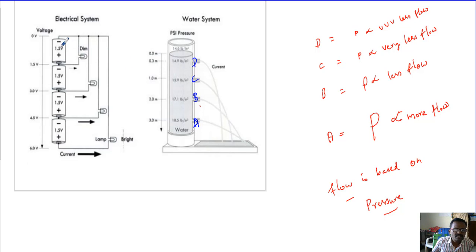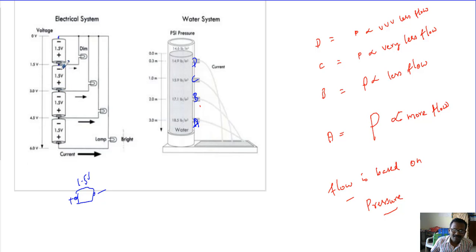Now, this is a 1.5 volt battery. This is a battery. This is the positive terminal, this is the negative terminal. The potential difference between this point and this point is 1.5 volt. This is 0 potential, this is high potential, 1.5 volt.